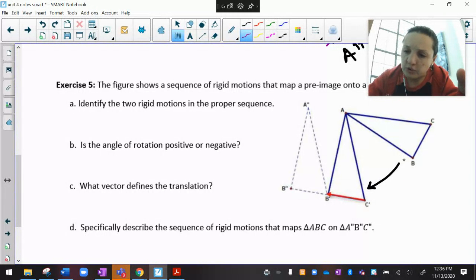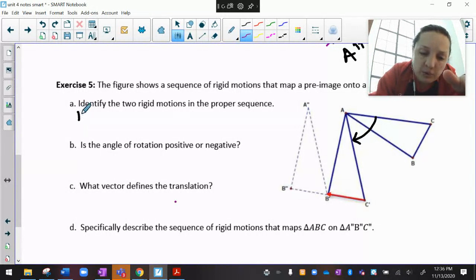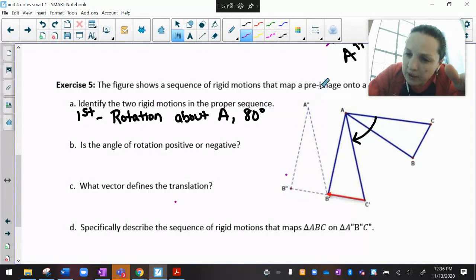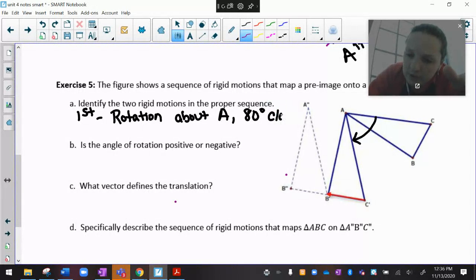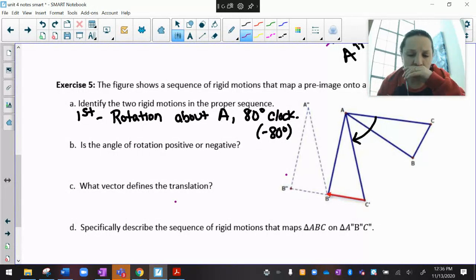And honestly, I don't even like the way I drew that arrow because I know I turned, but I want to turn really AC went from here to here. So that's my angle of rotation right there. So identify them in the proper sequence. So first, we did a rotation about point A of, let's see, this looks like a little bit less than 90. So let's call this 80 degrees. And if I keep going, that's clockwise. So you could also say negative 80, because clockwise is negative.